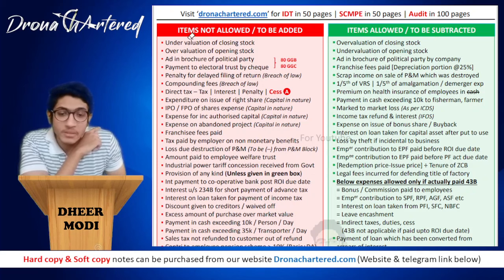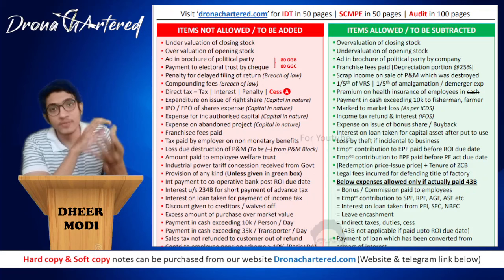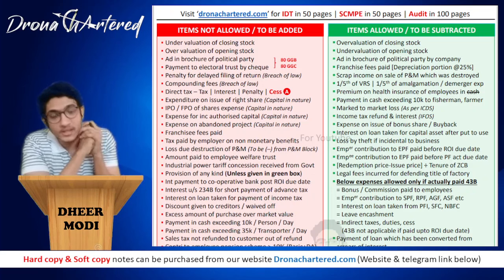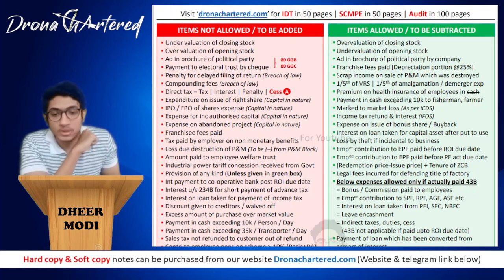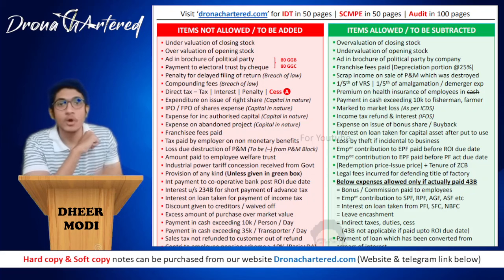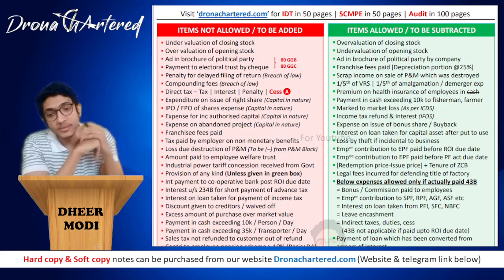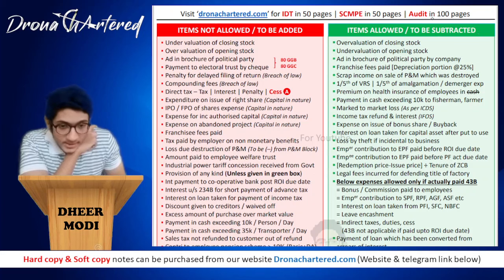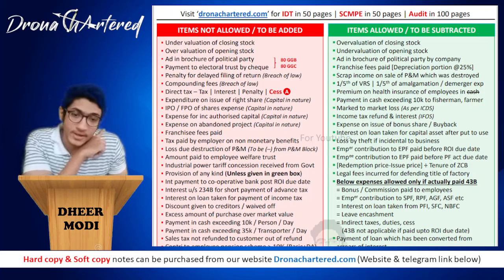First is your items that are not allowed or that have to be added back. That means if, for example, any expenditure that you have taken a deduction of is not allowed, that will have to be added back. Or in some cases, that item is not allowed, so you'll have to add that amount back. And next to that, red and green.